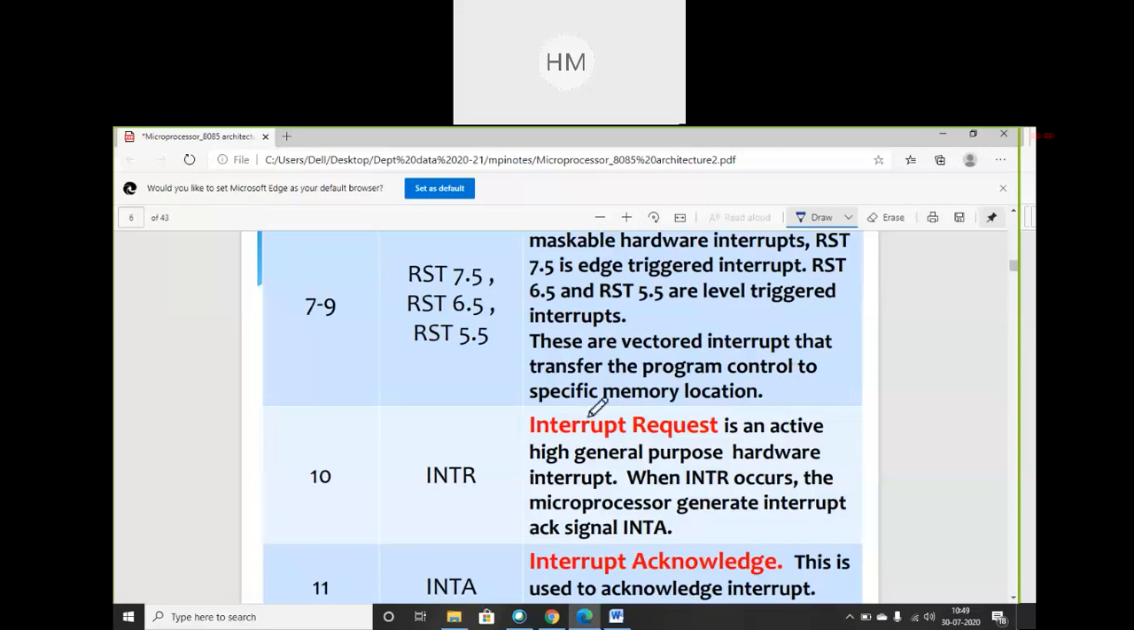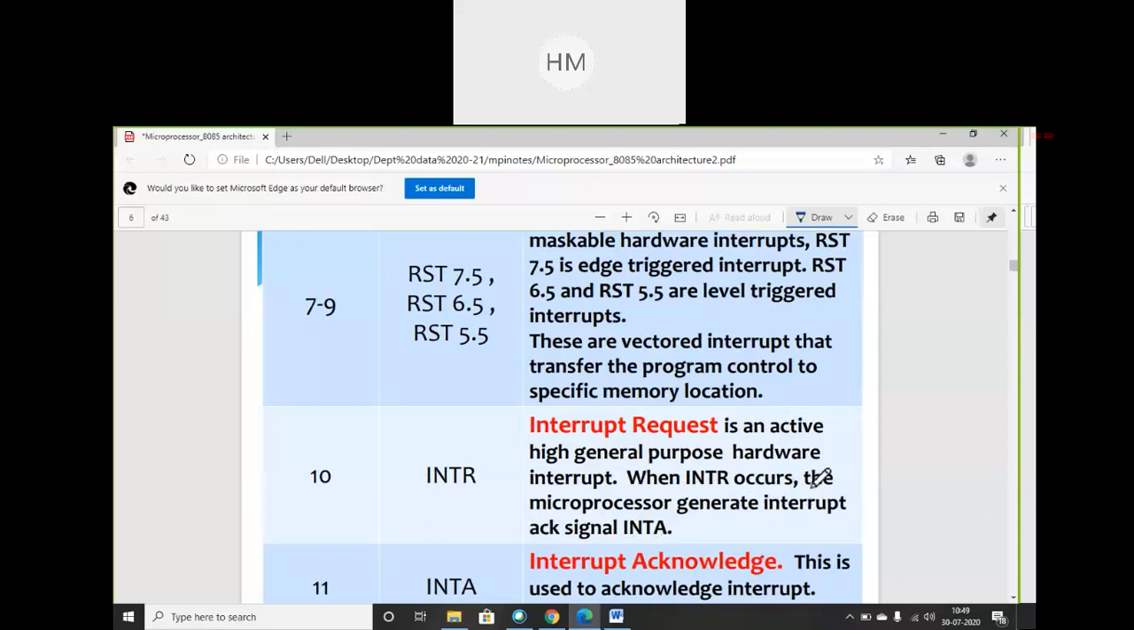Clear? Next, INTR, interrupt request. How will a microprocessor come to know if there is an interrupt? So first I have to give an interrupt request to the microprocessor on this pin. So it is an active high general purpose hardware interrupt. When INTR occurs, the microprocessor generates the interrupt acknowledgement signal INTA. Clear?